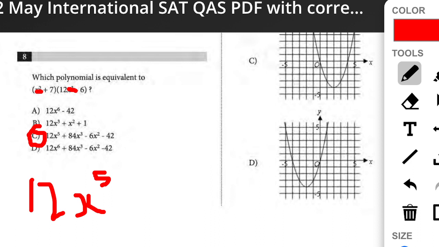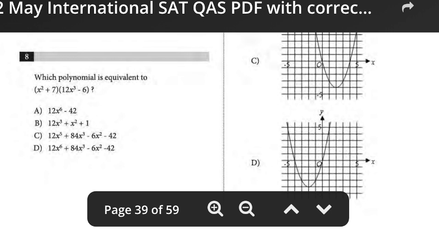And you're not going to get an x to the power of 5 anywhere else. This is the only one with an x to the power of 5, I believe. This is going to be an x cubed, this is going to be an x squared, this is going to be an x cubed, and this is just going to be a term. So yes, number 8 is C. You don't have to solve the rest, which is pretty neat if I do say so myself.